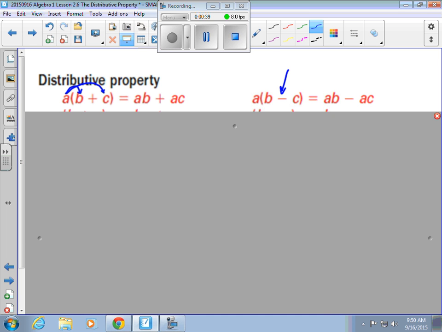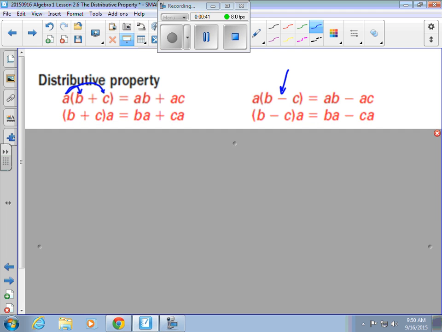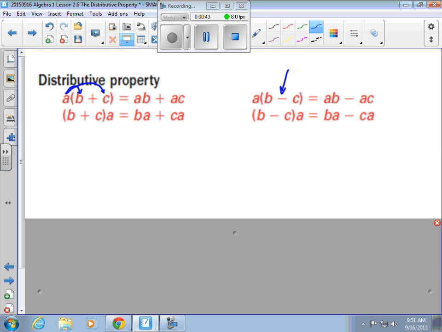The distributive property also works the other direction. It also works this way: B plus C times A, which is B times A plus C times A. That's the one that people forget about sometimes, but it's still next to it, and it's still multiplying by it. It doesn't matter if you write A times B or B times A. Remember, your multiplication is commutative. They can move from one position to the other position. And then the same thing with this one, except it's minus in the middle.